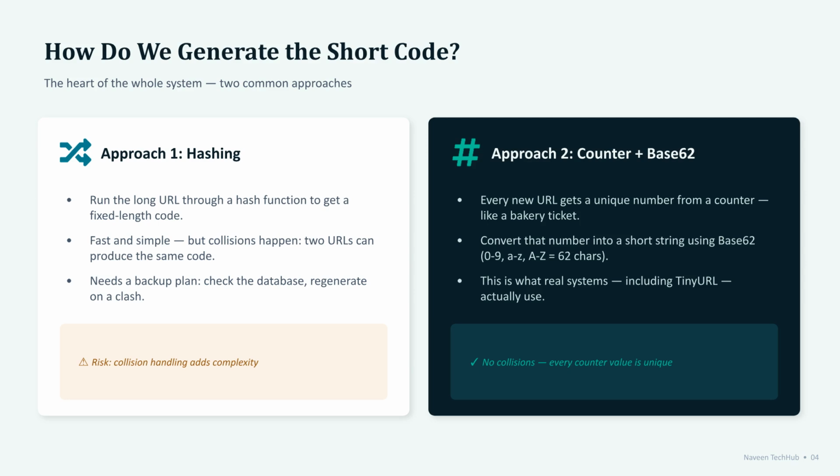This is why counter plus Base62 is commonly preferred in real-world URL shortener design. So in interviews, you can say, for shortcode generation, I will use a distributed unique ID or counter and encode it using Base62. This avoids collisions and keeps the short URL compact. That is a strong system design answer.